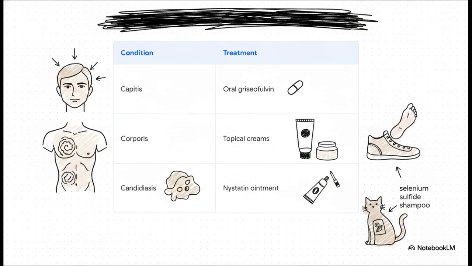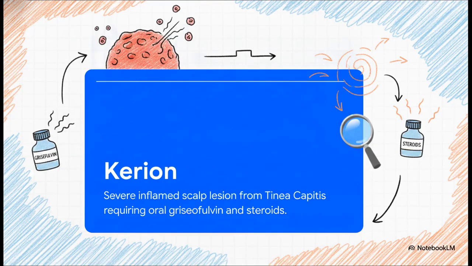Finally, candidiasis, which is a yeast infection found in moist, peeling areas, is treated with topical nystatin. Now, if tinea capitis goes completely unchecked, it can develop into a nasty complication called a kerion. Do not miss this one. A kerion is a severe, boggy, highly inflamed scalp lesion.